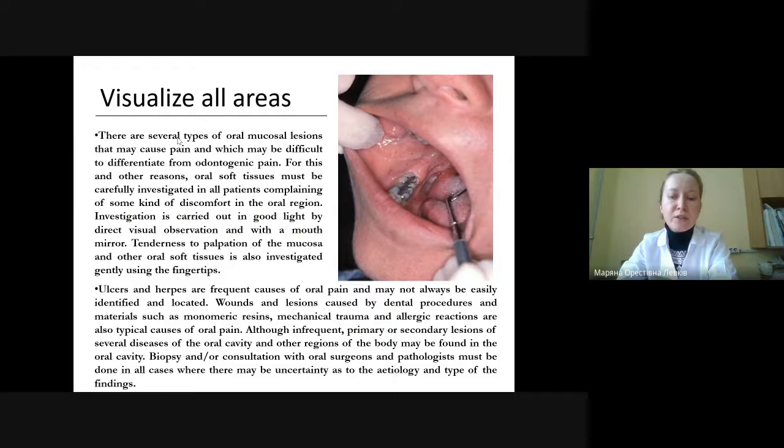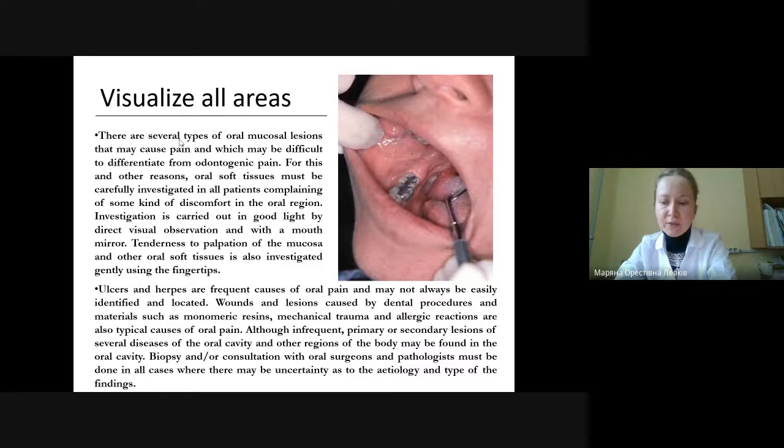Investigation is carried out in good light by direct visual observation and with a mouth mirror. Tenderness to palpation of the mucosa and other oral soft tissues is also investigated gently using the fingertips. Ulcers and herpes are frequent causes of oral pain and may not always be easily identified and located. Wounds and lesions caused by dental procedures and materials such as monomeric resins, mechanical trauma, and allergic reactions are also typical causes of oral pain.